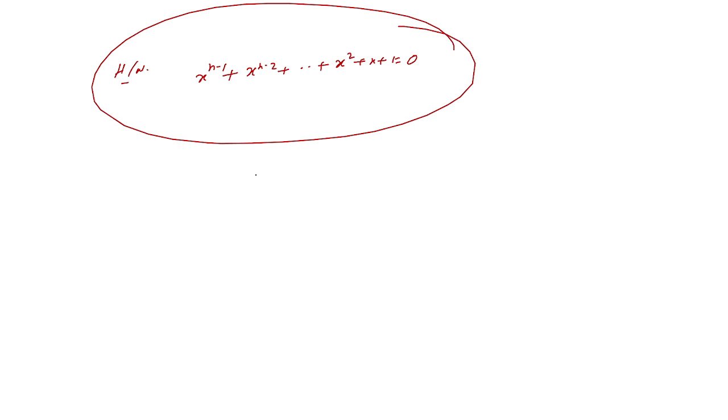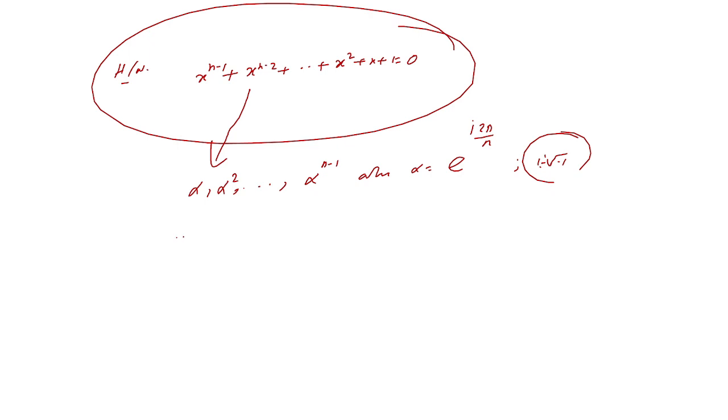Similarly, we can solve an equation of the form x to the power n minus 1 plus x to the power n minus 2 plus and so on, up to x square plus x plus 1. We can solve it by multiplying by x minus 1 on both sides, and it has n minus 1 roots: alpha, alpha square, up to alpha to the power n minus 1, where alpha equals e to the power i 2 pi by n. Here iota means root under minus 1. So you can find the roots of the equation easily.